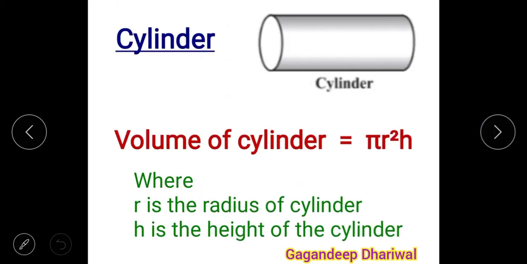Now here it is the cylinder. The volume of the cylinder is pi r square h, where pi is usually 22/7 or 3.14, r is the radius of the circular face, and h is the height of the cylinder.